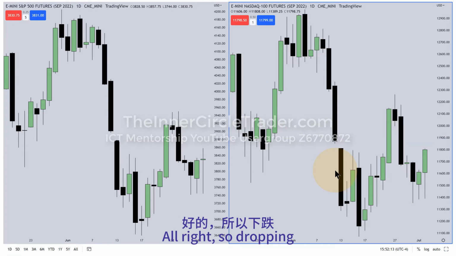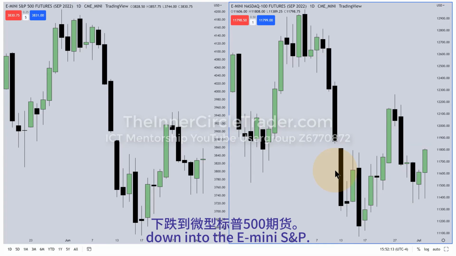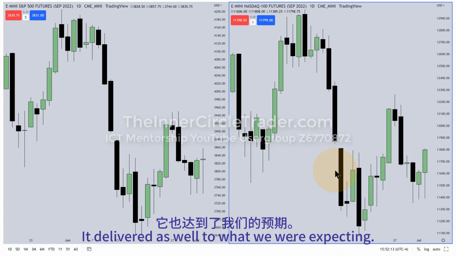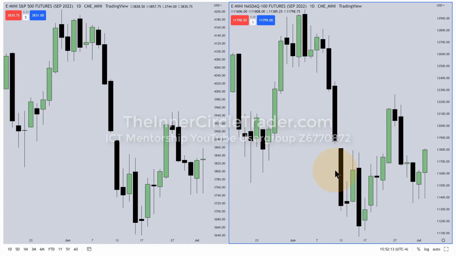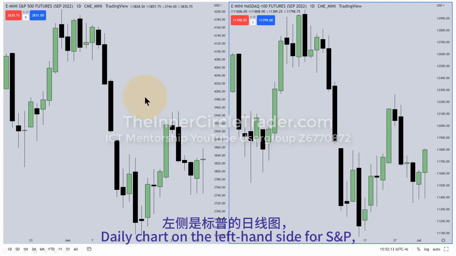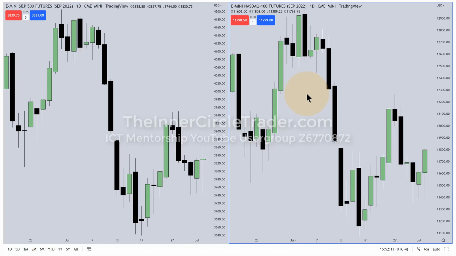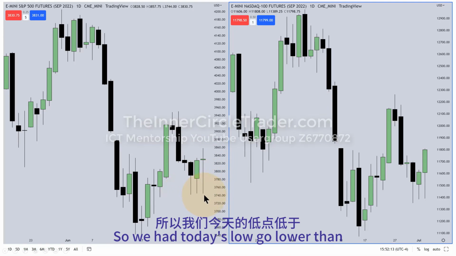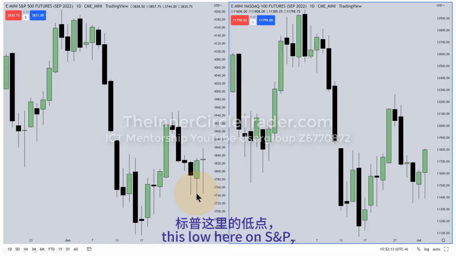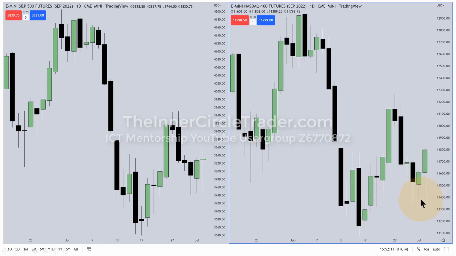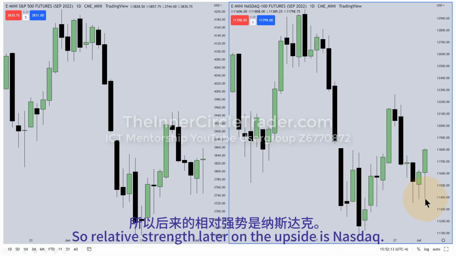All right, so dropping down into the E-mini S&P, obviously I'll leave the British pound to you to study. It delivered as well to what we were expecting. Daily chart on the left-hand side for S&P. Daily chart for the NASDAQ on the right-hand side. Notice the lows in here. So we had today's low go lower than this low here on the S&P. Did not see that occur on the NASDAQ. So relative strength leader on the upside is NASDAQ.